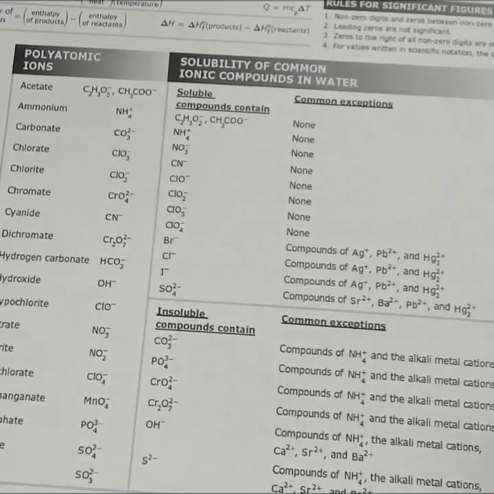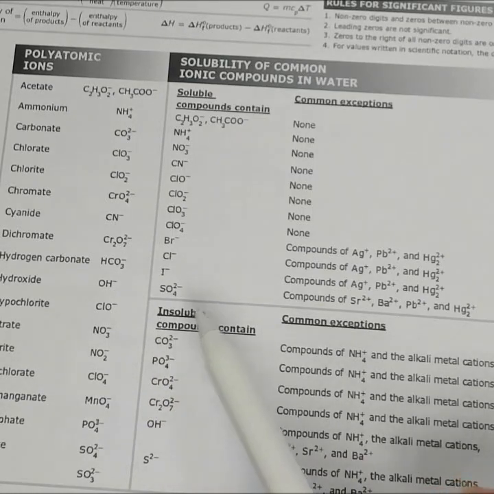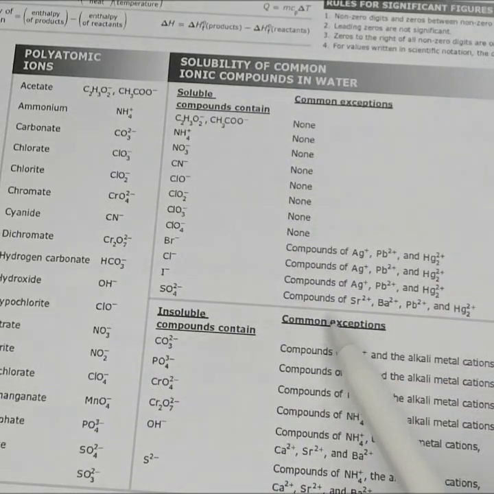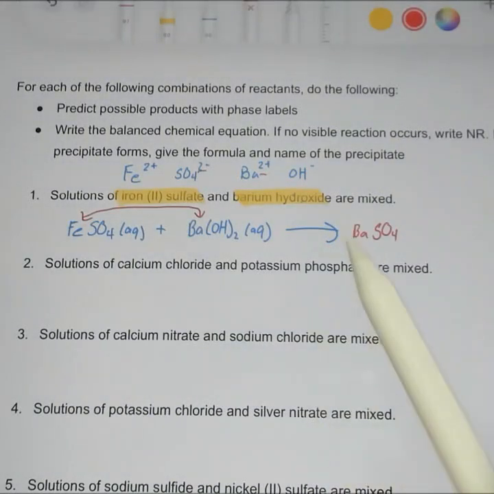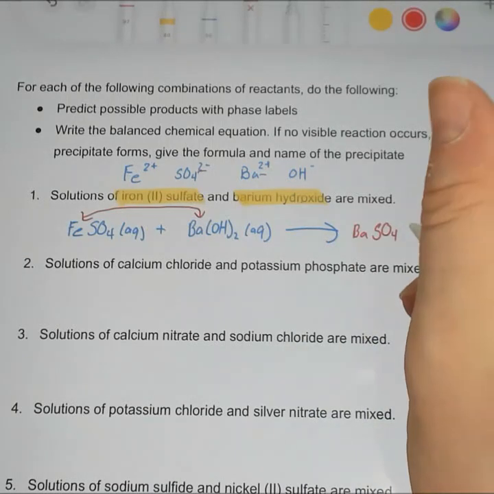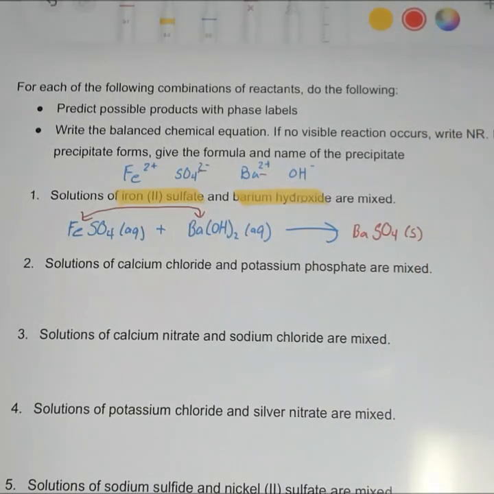Refer to our chart. Sulfate compounds are soluble except for compounds that are Sr2+, Ba2+, Pb, and Hg. So we have Ba2+, so that makes it insoluble. So it's going to be a solid.